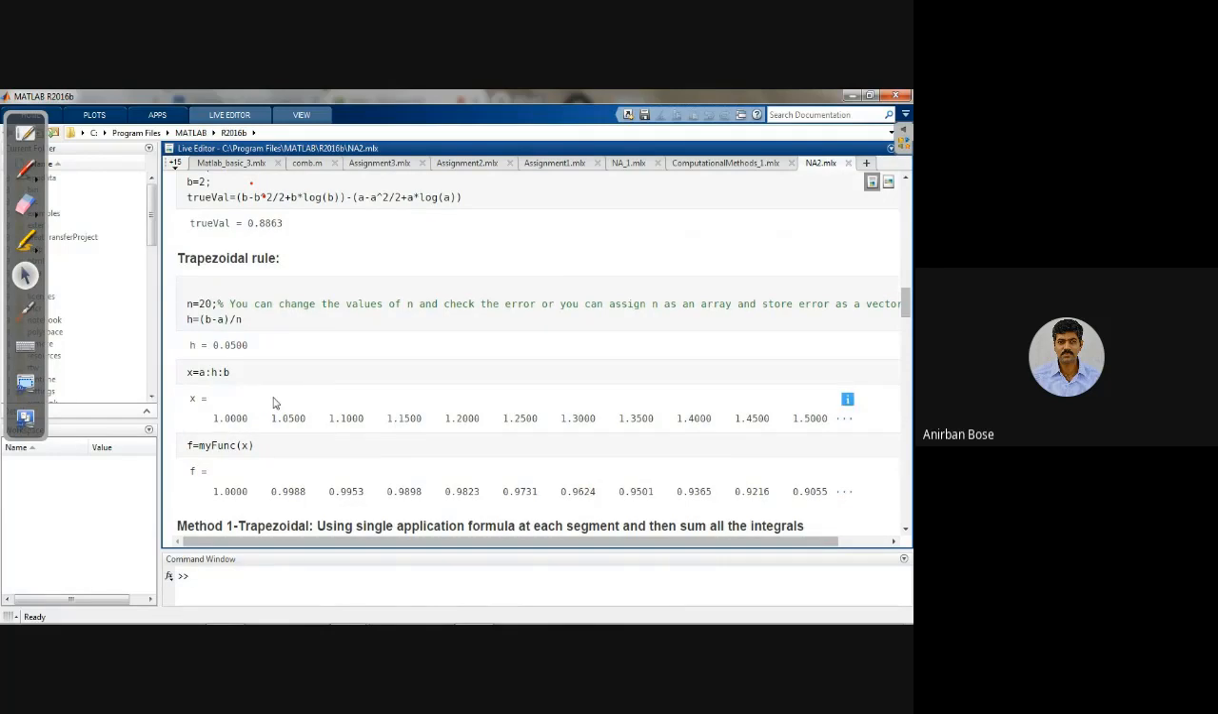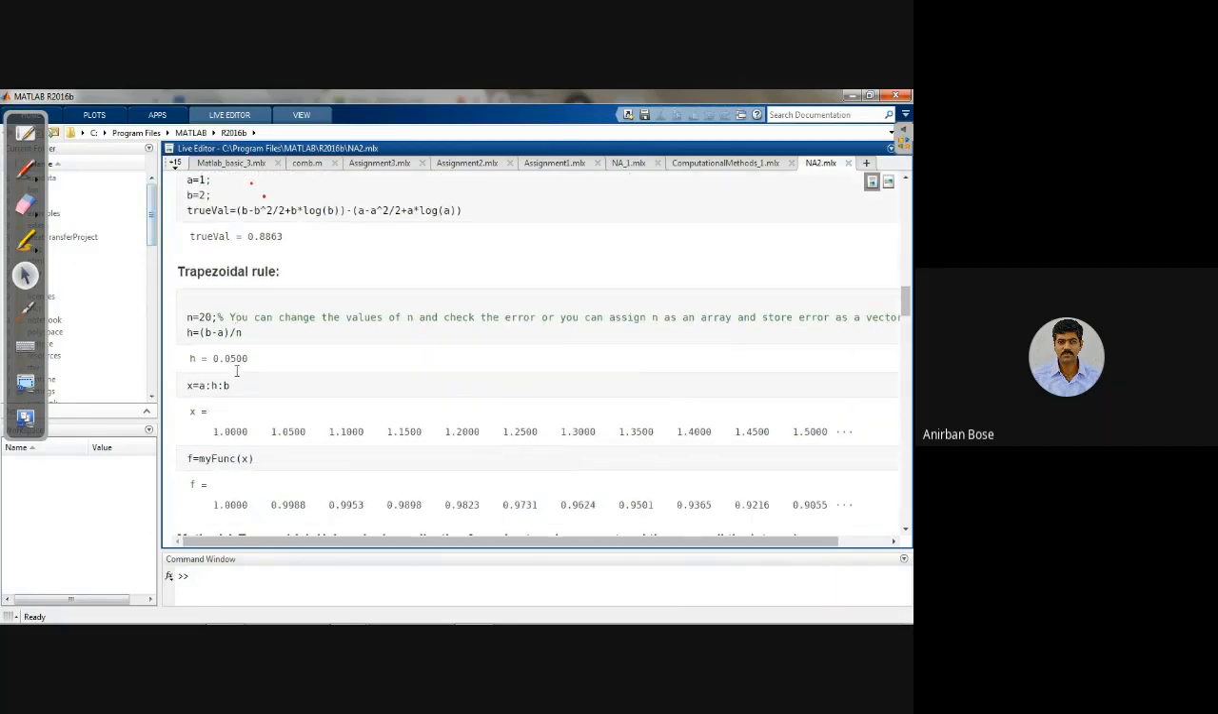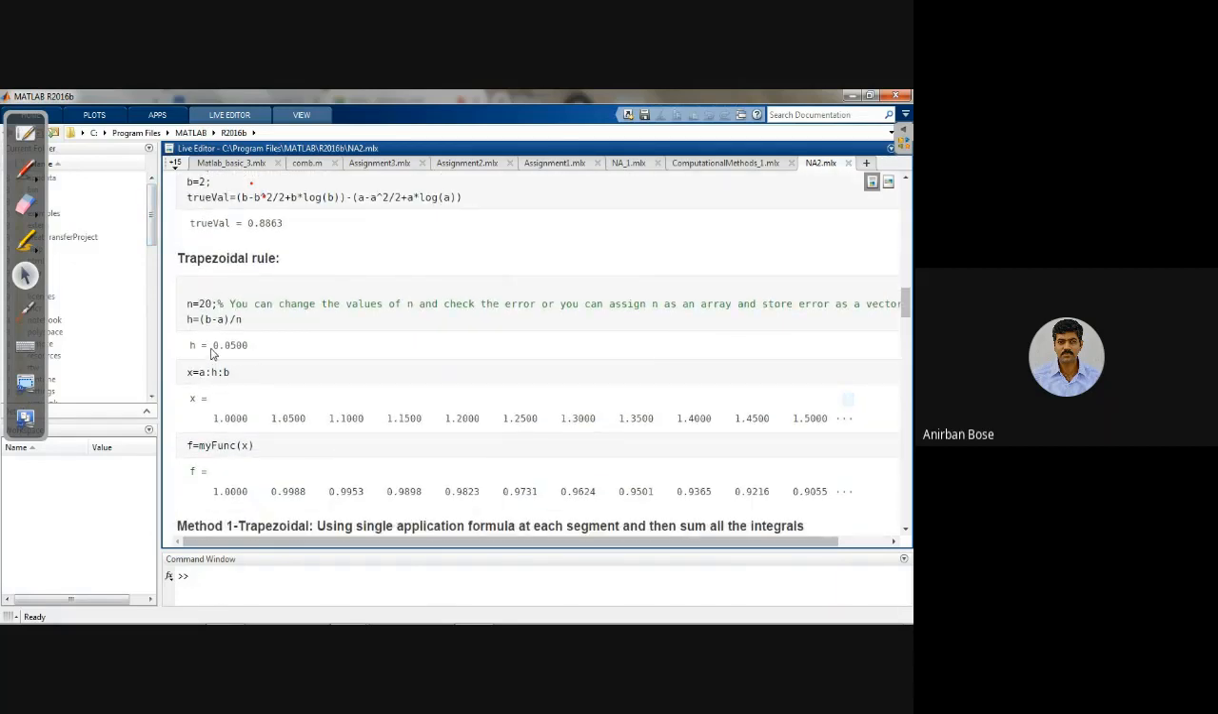Now let us try to solve this problem using the trapezoidal rule. In the trapezoidal rule, we are going to consider, say, 20 segments. So n is equal to 20. What will be the value of h? h is basically b minus a divided by 20. Already b and a are defined, so you just write b minus a by 20. Here you see that h is coming 0.05.